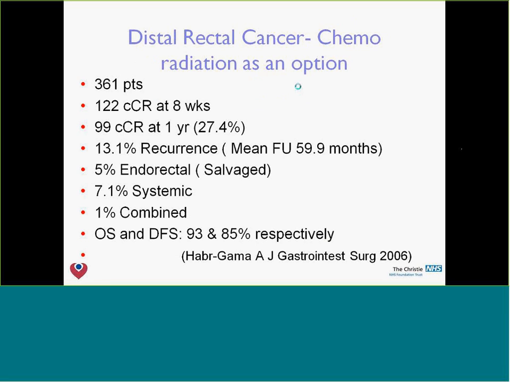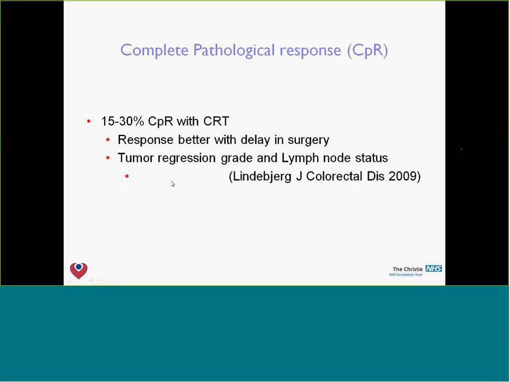Looking at chemoradiation as an option of treatment, this is a study from Bergama where she showed that 19 of the 99 patients had a complete response, which is about 20%. So 1 in 4 patients have a complete clinical response with just the radiation without surgery, and these patients have to be followed very carefully because there is about a 15% chance of local recurrence. And if they develop local recurrence, they can still be salvaged by radical surgery, but this is in elderly. Complete pathological response, where the tumor is completely gone with chemoradiation, we quote a figure of about 15 to 30%.